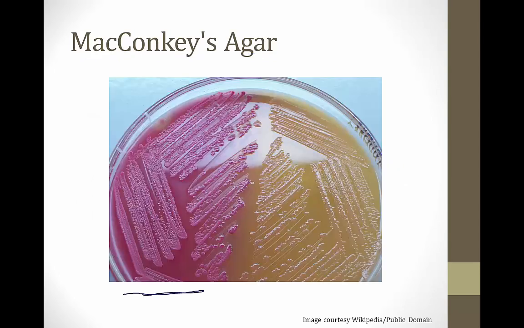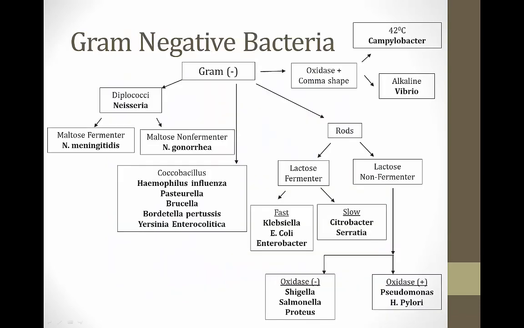On the left side of the screen are lactose fermenting bacteria, and you can see that the agar has been turned pink. On the right side, there are colorless colonies growing, so these are non-lactose fermenting bacteria. So MacConkey's agar is used frequently for identifying gram-negative rods.